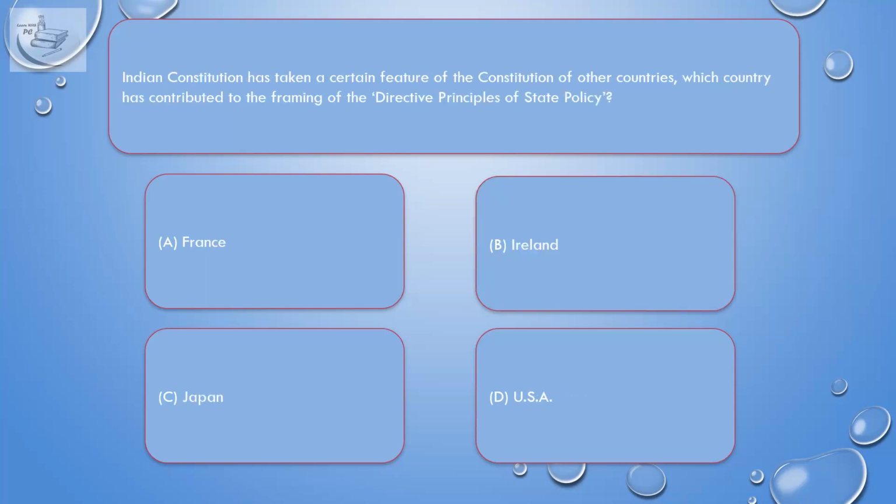Question: Indian Constitution has taken a certain feature of the Constitution of other countries. Which country has contributed to the framing of the directive principles of state policy? A. France, B. Ireland, C. Japan, D. USA. Correct answer is B. Ireland.